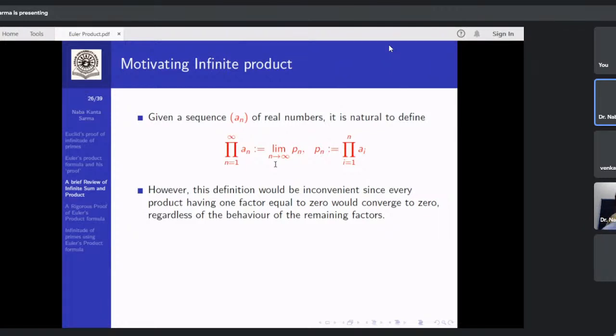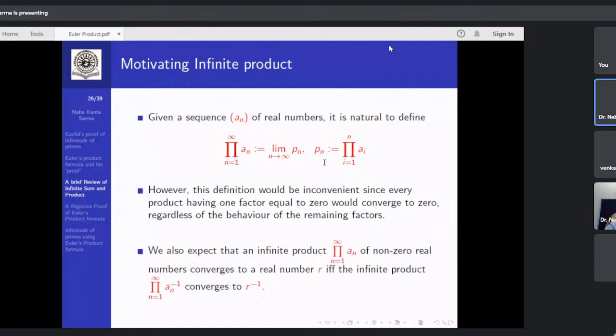But this is somewhat unwanted, because in case of series, we have seen that whatever happens to a series depends on the tail of the series. Tail means you remove the first few terms, whatever happens towards the end. So that is the actual behavior of the series. But here you see that if you take the first term to be 0, and whatever remaining terms you take, the product will be 0. So this is somewhat undesirable. So we do not want to define our infinite product as it is.